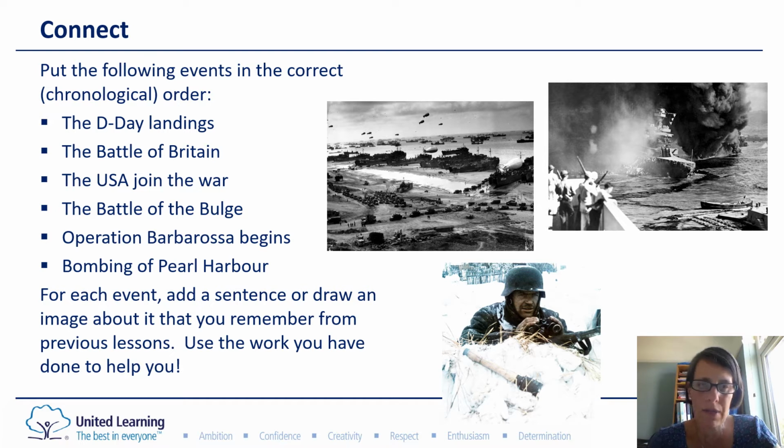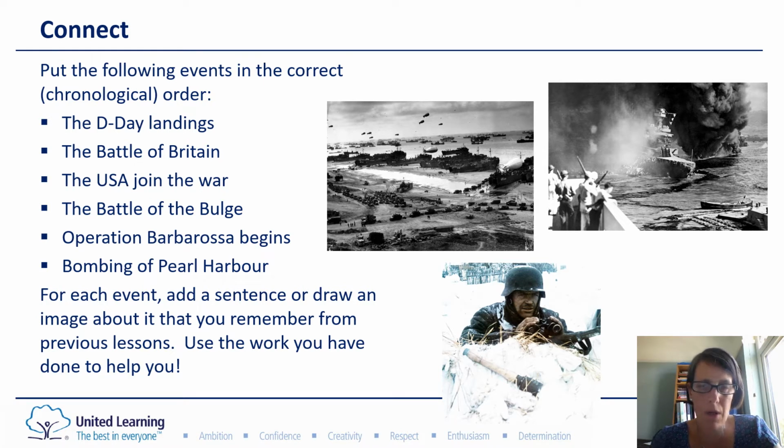Okay, Connect activity this week. There's a list of 6 events here that we have studied over the last few lessons. Your first challenge is to put them into the correct chronological order. And then for each event, you can do that if you want to draw a timeline. You can do it on a line across your page or down your page, and then write them in the right places. They're in the wrong order at the moment.